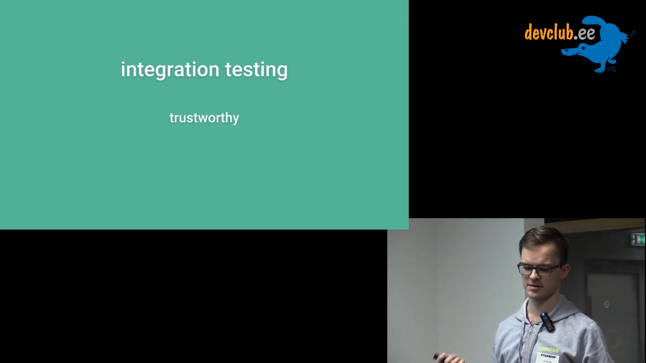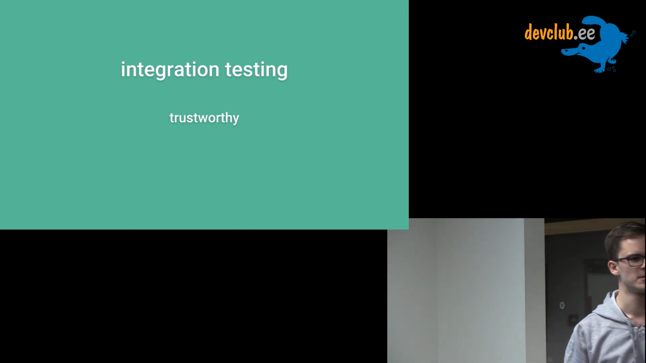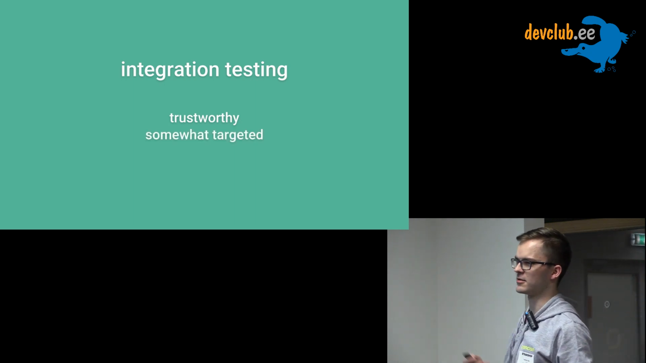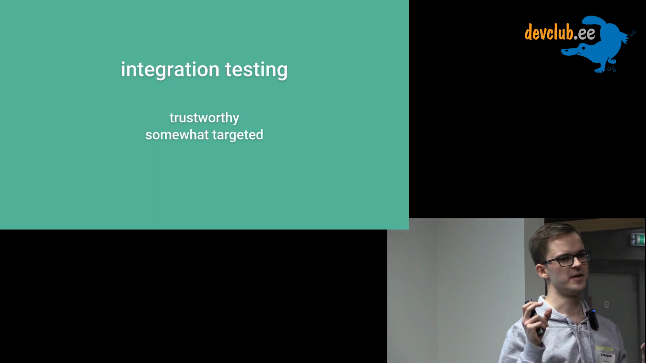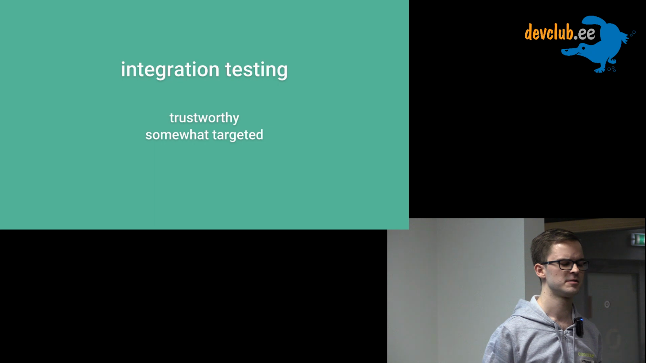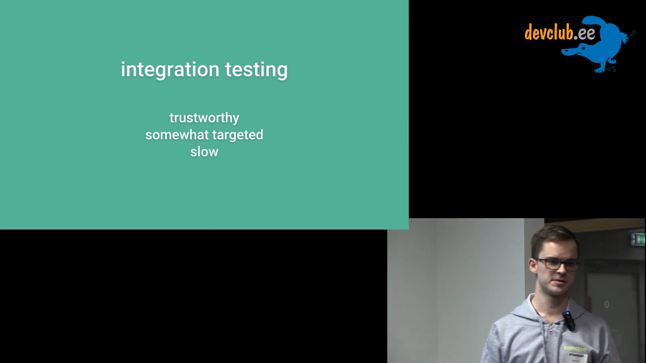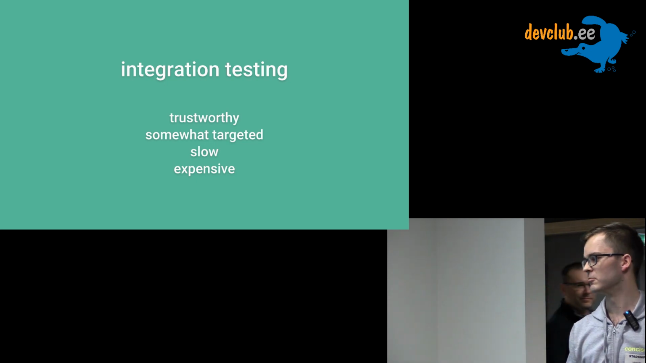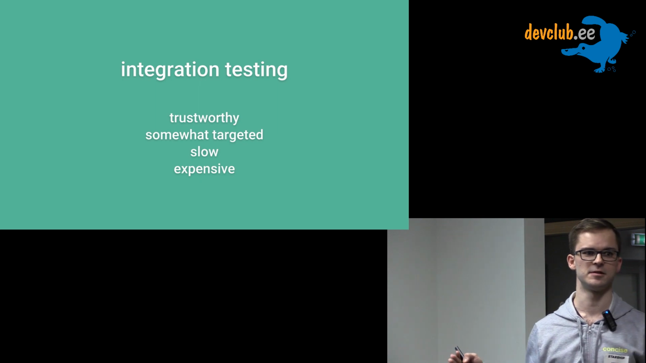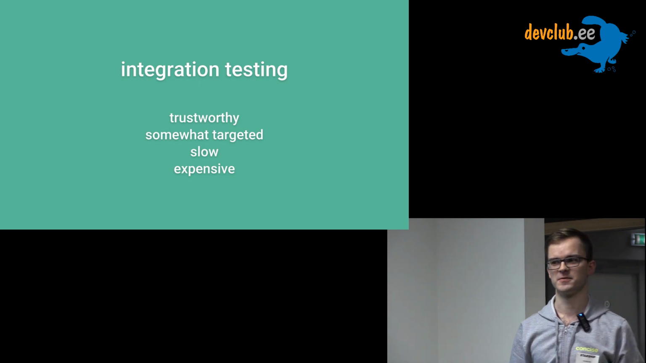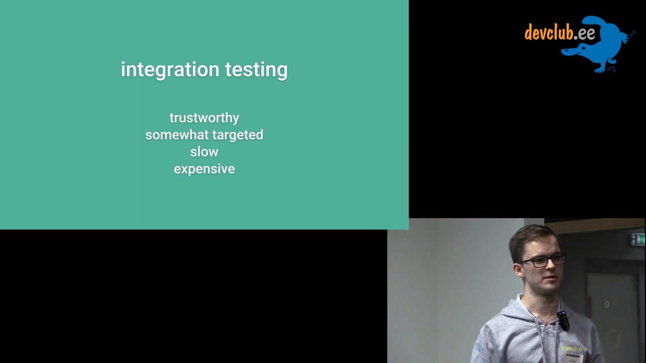So these kinds of tests are trustworthy in a sense that you will catch this issue that we were talking about. They are somewhat targeted, so if there's a failure, you know that the failure was between two of these services. But they are not as fast to run, perhaps. Also more expensive to maintain, especially if we look at this scenario where we have a lot of consumers for a single API, and you will have to test multiple versions to see whether they work together.